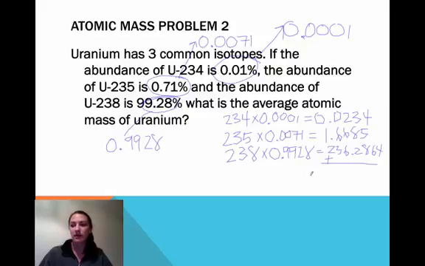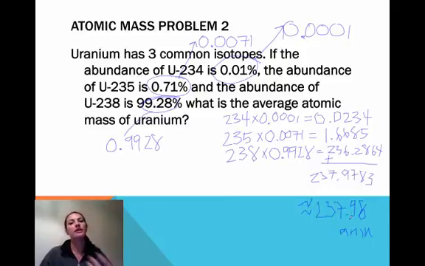So this will be 237.9783, and we're going to round that off to 237.98, and my unit is going to be AMUs. That's an 8 here. All right? So that is our average atomic mass. Again, our mass number times our percent abundance.